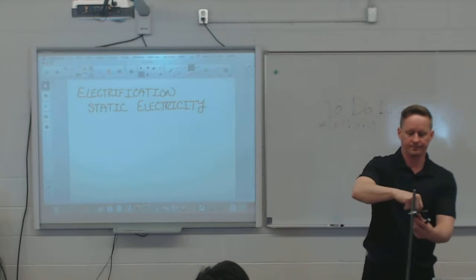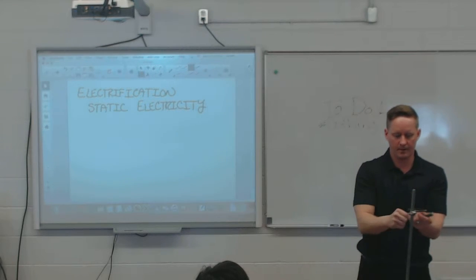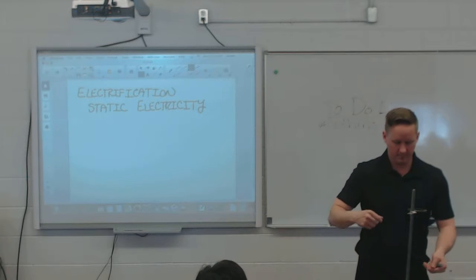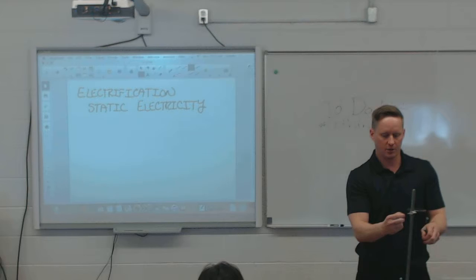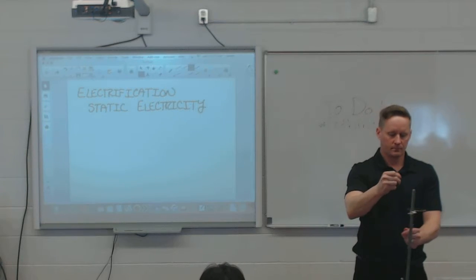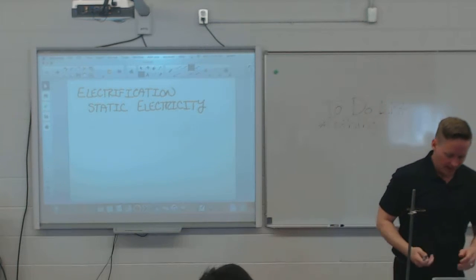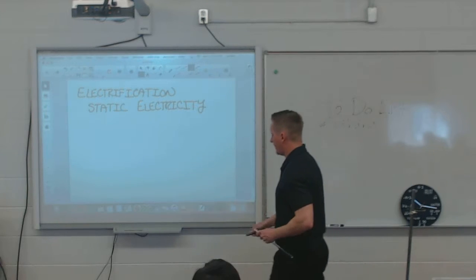Okay, first off, I'm just going to tie this pith ball up here. It's just something that produces an easy charge on it. Now, okay, so I have a glass rod right now.